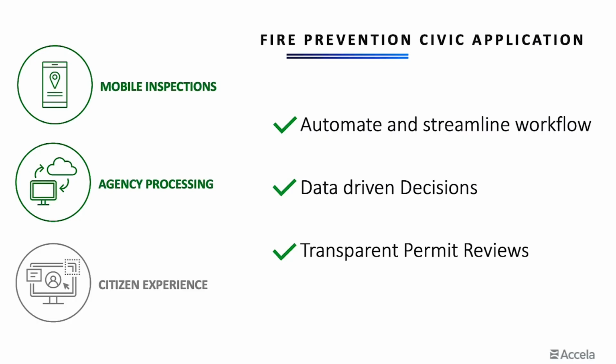After that overview of the back office agency processing component of our tool, some key features that we've highlighted are the ability to automate and streamline workflows throughout the organization, providing data-driven decisions through dashboards and comprehensive GIS-based mapping, and then finally providing transparency through permit workflows interacting with all agencies, both members of the public and government.